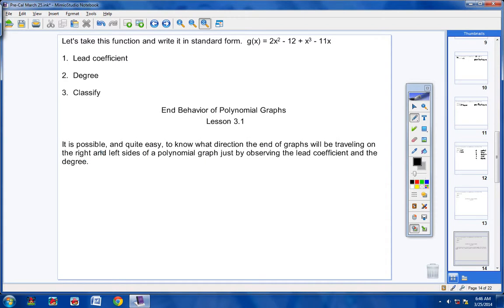And here we go. It is possible and quite easy to know what direction the ends of the graphs will be traveling on the right and left sides of a polynomial graph. Isn't that cool? Just by observing the lead coefficient and the degree. So now you're seeing why it's so important to know what a lead coefficient is and what a degree is. It's possible to know what direction the graph will be traveling without even seeing the graph by just looking at the lead coefficient and the degree.